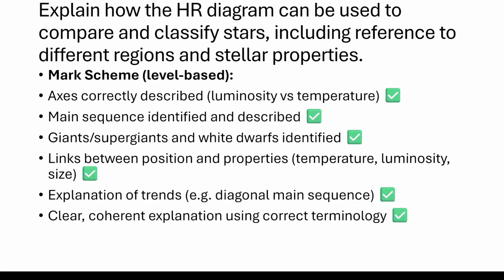Main sequence identified and described, giants and supergiants identified and described. Links between position and properties. If it is at top left, it should be higher temperature, high luminosity. Bottom left, low luminosity, high temperature. Explanation of trends: what is happening on the diagonal main sequence, because they must be using hydrogen. Stable, clear, coherent explanation using correct terminology. That means you should have used words like luminosity, temperature, main sequence, white dwarfs, giants, supergiants, all of that.